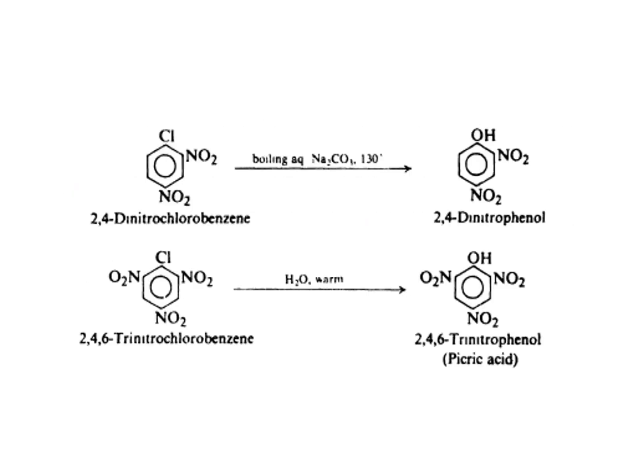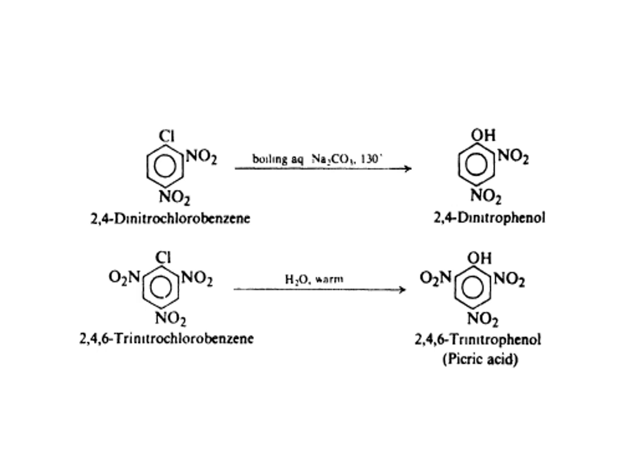See these examples. First one is 2,4-dinitrochlorobenzene. So there are two nitro groups, one at one ortho position and the second one at the para position. So it is a little more activated than the para-chloronitrobenzene that we have seen in the previous reaction. Here, as there are two nitro groups, if we simply boil it with aqueous sodium carbonate at a temperature of 130 degrees Celsius, the Cl can be replaced with the OH group and you will get 2,4-dinitrophenol. The severity of the condition required for the replacement is reduced.